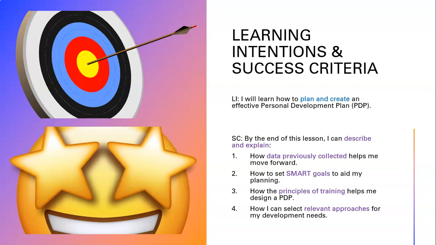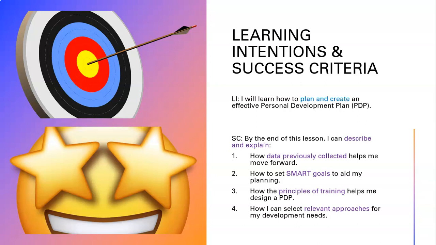So in today's lesson, what we will focus on is your ability to plan and create an effective personal development plan, otherwise known as a PDP. By the end of this lesson, there are 4 main success criteria you should be aiming to achieve. They all revolve around your ability to describe and explain. Firstly, how did the data that you've collected at the start of the cycle of analysis help you move forward in your planning? 2, how do you use this data to then set SMART goals which will aid your motivation and your ability to plan a specific and relevant development plan?